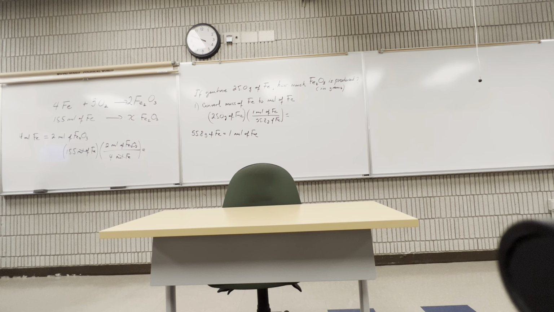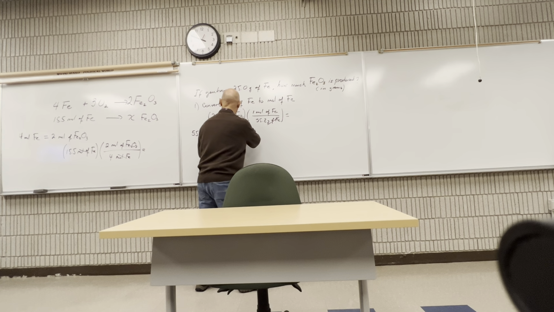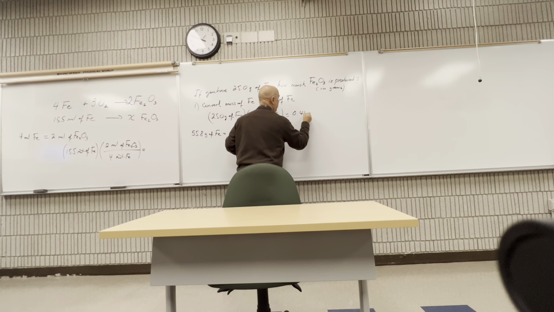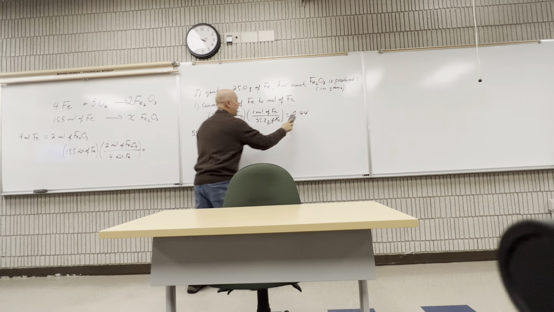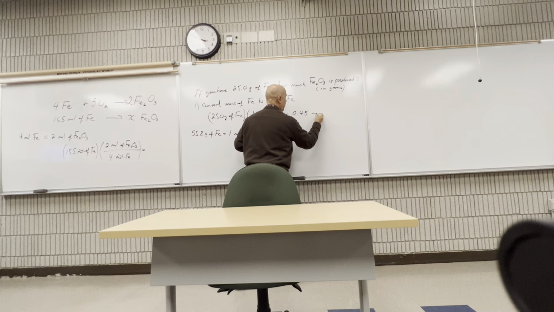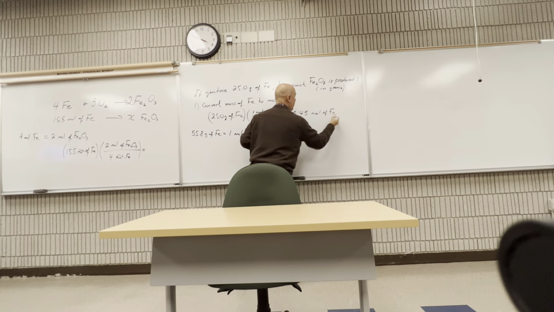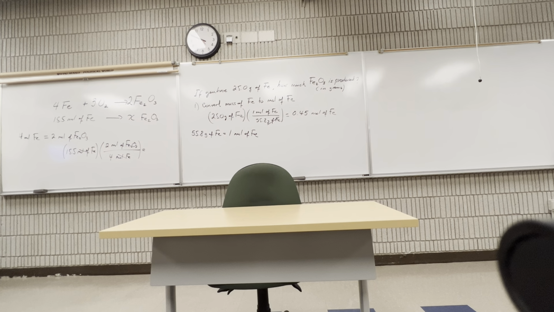25.0 divided by 55.8 is 0.44, I agree, 0.45. Let's look at the units. Grams cancels, grams cancel. 0.45. And what are the units? Mole of iron. I'm done with step 1.